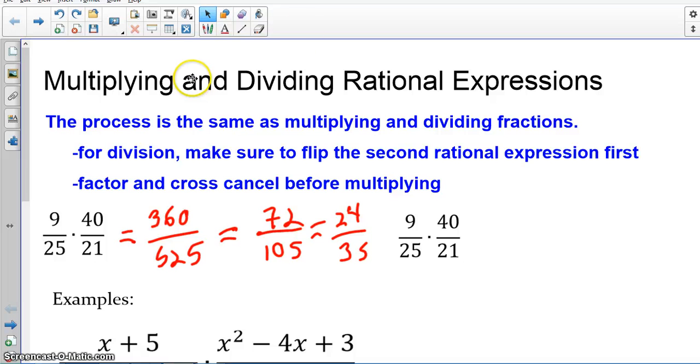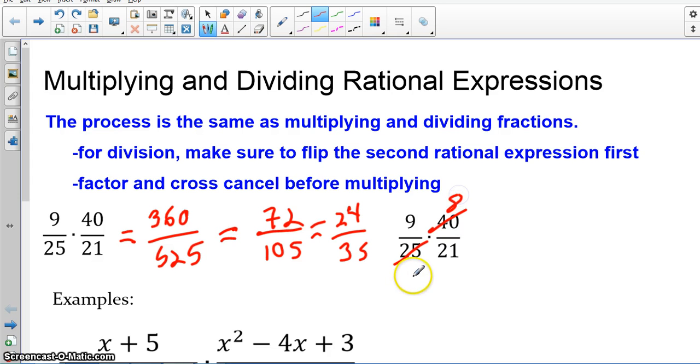Here, you can maybe do it mentally. 40 and 25, if we cross cancel here, this becomes 8 and 5, okay? Divide this by 5, divide this by 5. So we're reducing first, when the numbers are a lot smaller, so it's easier. That's basically what it boils down to: it's easier to do it first because you're dealing with smaller numbers.